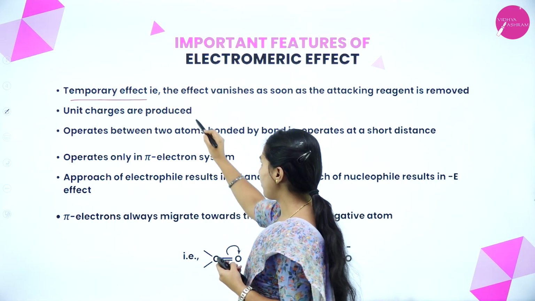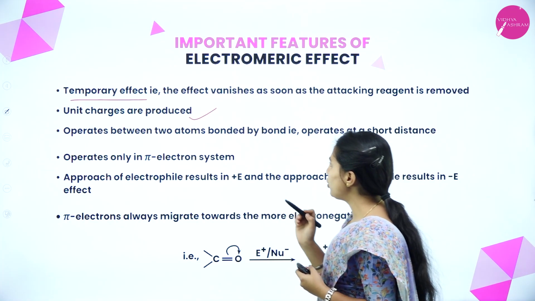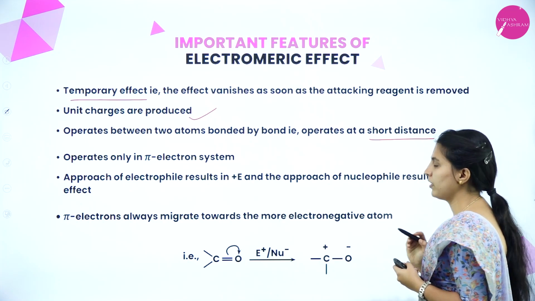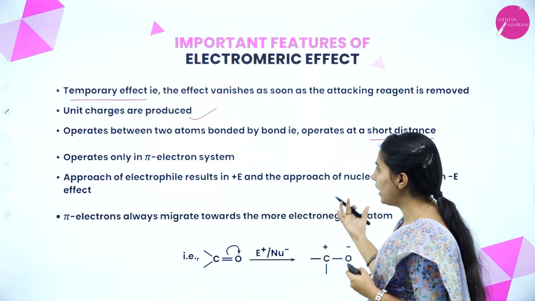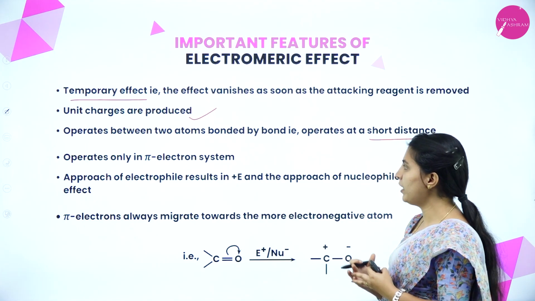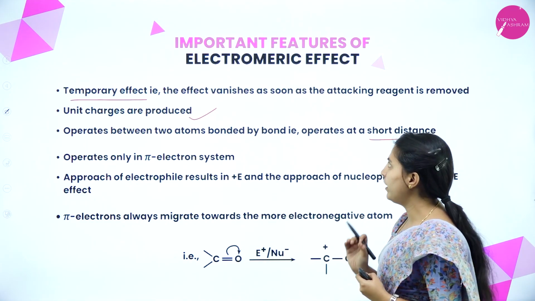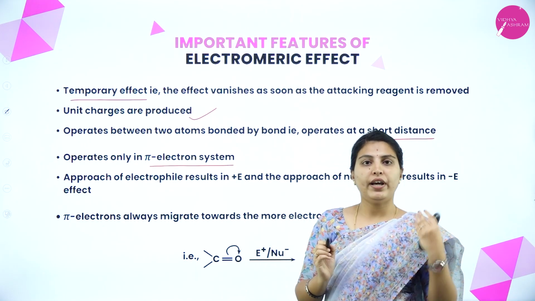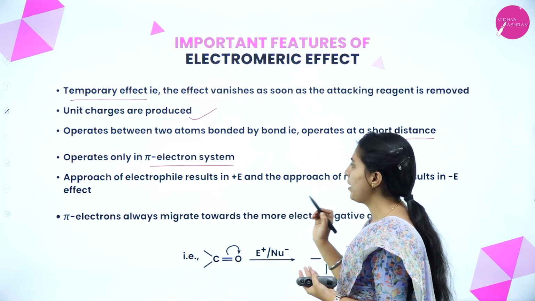And unit charges are produced. It operates between two atoms bonded by a bond, that is, it operates at a short distance. In the inductive effect, it happens up to the third carbon, but here it happens within a short distance between the two bonded atoms; then only this effect will work. It operates only in a pi electron system, meaning wherever a double bond is present, an unsaturated system is present.